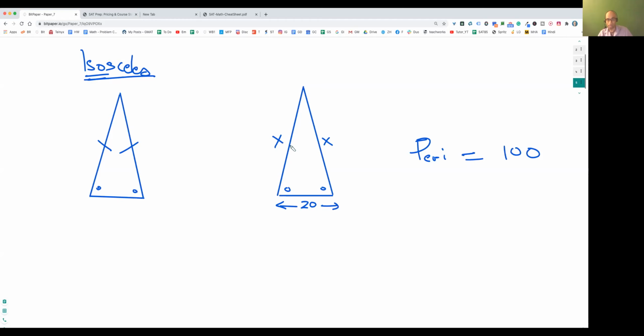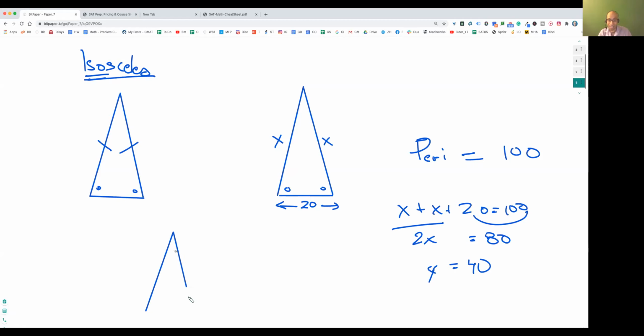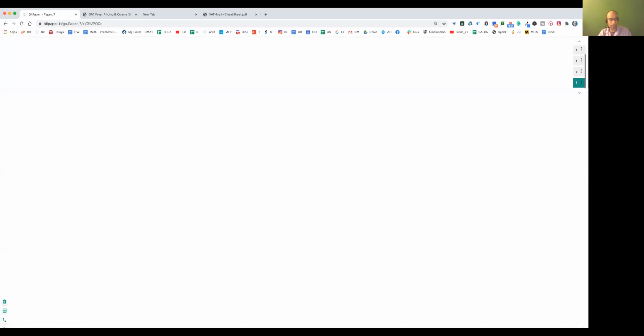So x plus 20 is equal to 100. So 2x, you group these and bring the 20 to the other side, is equal to 80. So x is equal to 40. That's how you solve it. Super easy problem over here. There will be more complicated problems, but the point is that if you're given the angles over here, remember these two sides are equal. Don't forget that. That's the isosceles triangle.